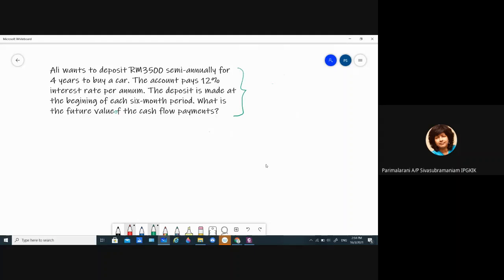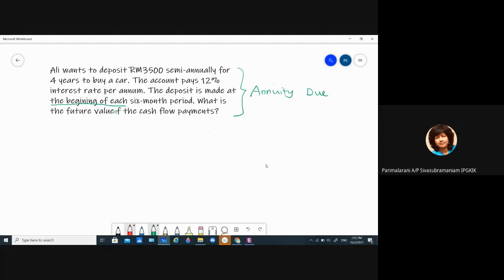Which annuity? Is it ordinary annuity or annuity due? Annuity due. And how do you know that? Beginning of each 6-month period. Yes, good. At the beginning of each 6 months. So that is the first thing that you must do. You must determine what kind of annuity this is, what type of annuity. Now, what do you want to find? Future value or present value?